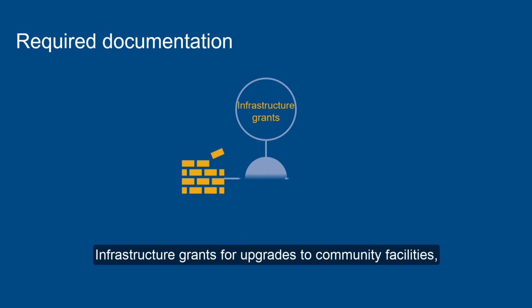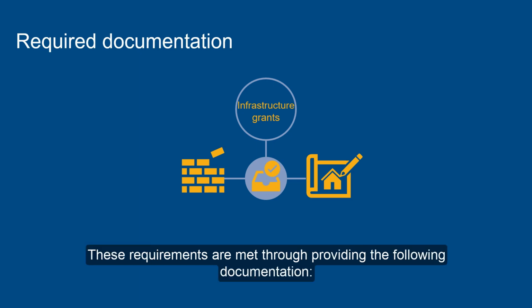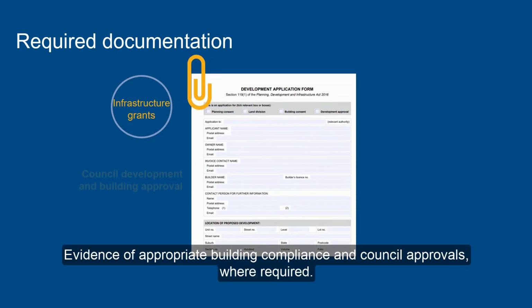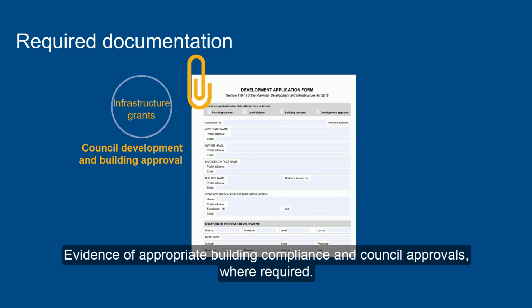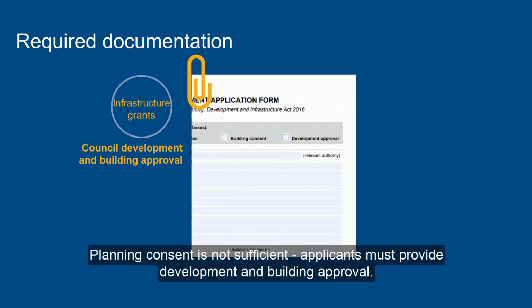Infrastructure grants for upgrades to community facilities have additional eligibility requirements. These requirements are met through providing the following documentation. Evidence of appropriate building compliance and council approvals where required. Planning consent is not sufficient. Applicants must provide development and building approval.